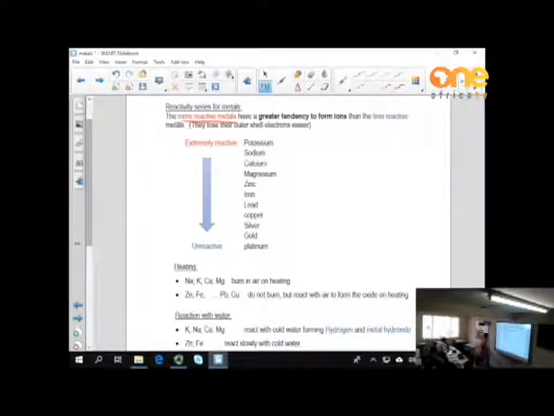In terms of being more reactive, what does it mean? It actually means that they have a greater tendency to form ions. How do metals form ions? They lose their outer shell electrons. In other words, it comes down to metals having low ionization energies. But within that concept, some metals have lower ionization energies than others. Those with the lowest would be the most reactive because they easily give off their outer shell electrons. The less reactive ones tend to hold on to their outer shell electrons more than the more reactive ones. So we can set up a reactivity series.